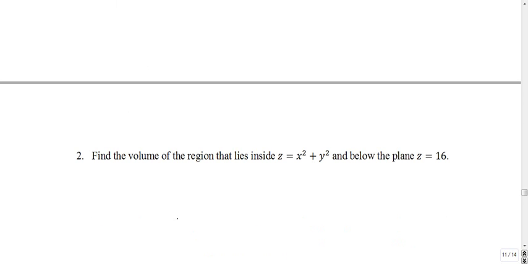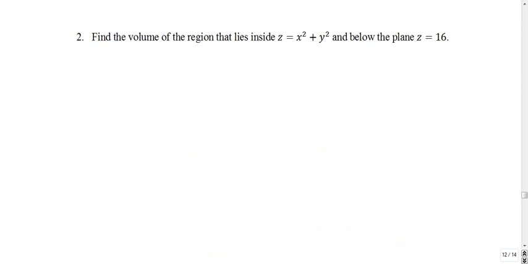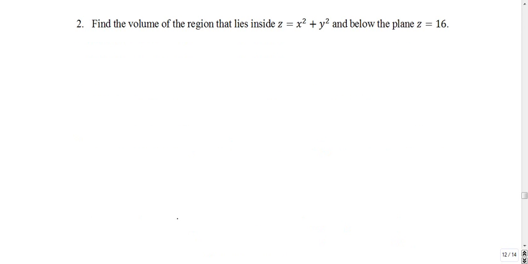Next question. Another volume. Find the volume of the region that lies inside z equals x squared plus y squared and below the plane z equals 16. If you had to draw this on your calculator, and you can do that at home, it's going to look like a little bowl. Let me show you what it's going to look like.